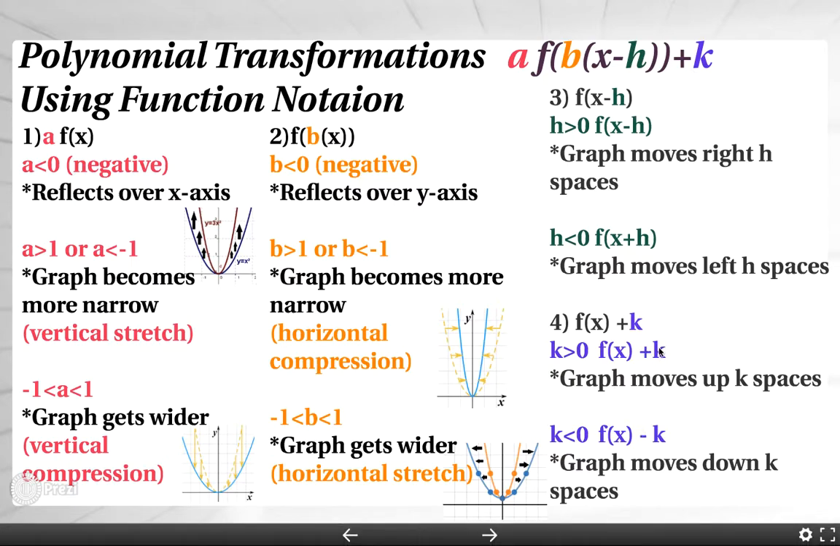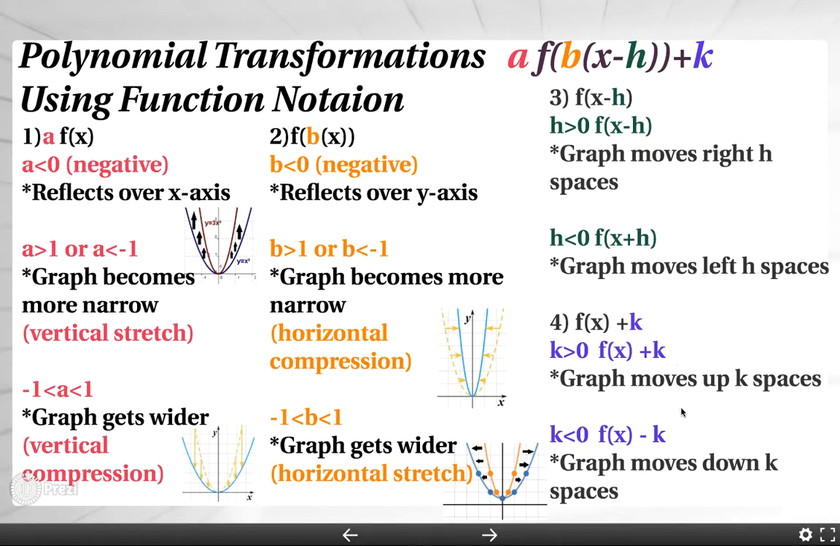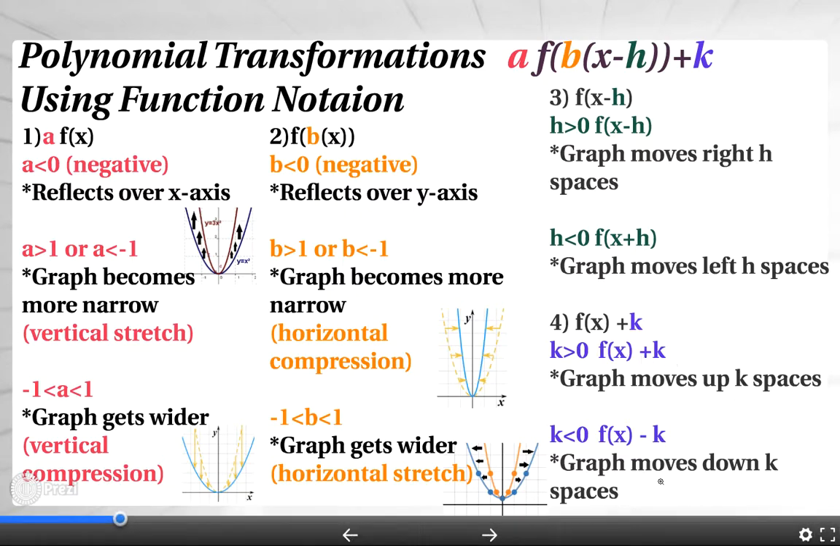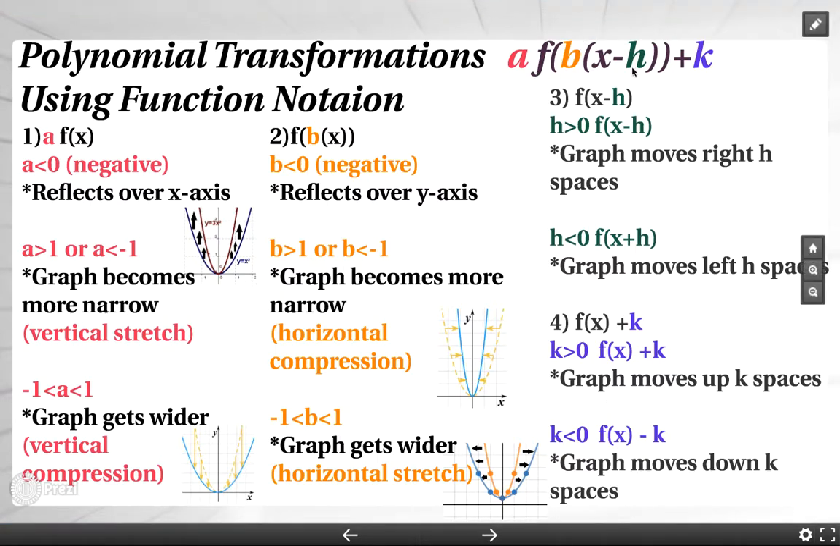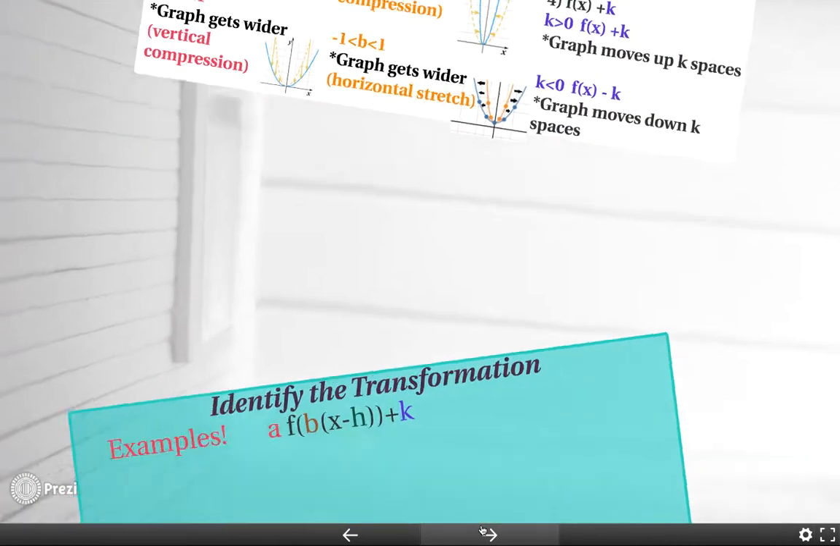Okay, so when K is positive, you do what you think it would do, you guys. Don't think the opposite with the K value. When K is positive, it goes up. When it's negative, it goes down. So again, this should all be pretty much a review. We are now just dealing with function notation, which looks slightly different. All right, let's do some example problems.